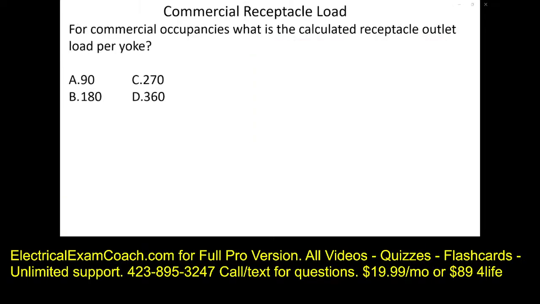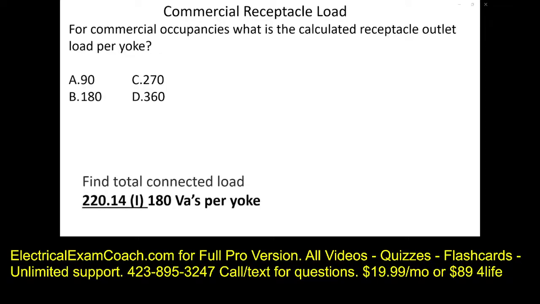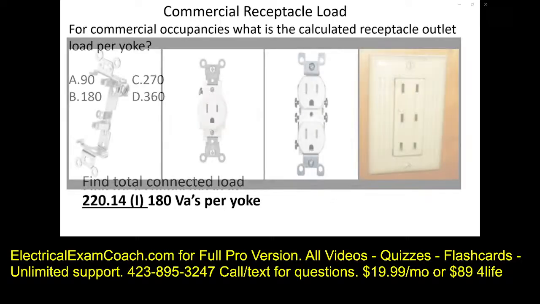For commercial occupancies, what is the calculated receptacle outlet load per yoke? First, we're going to find our total connected load. For that, we're going to head to 220.14(I), and it's going to let us know that it's 180 VAs per yoke. But the question is, what is a yoke?